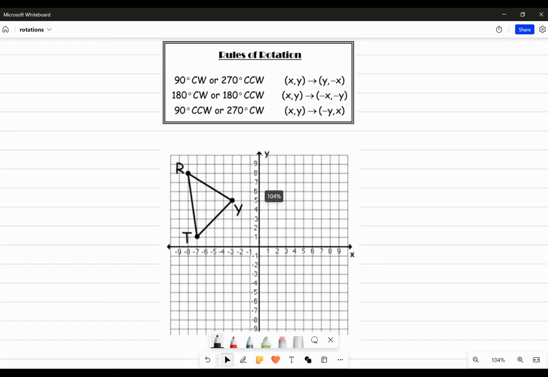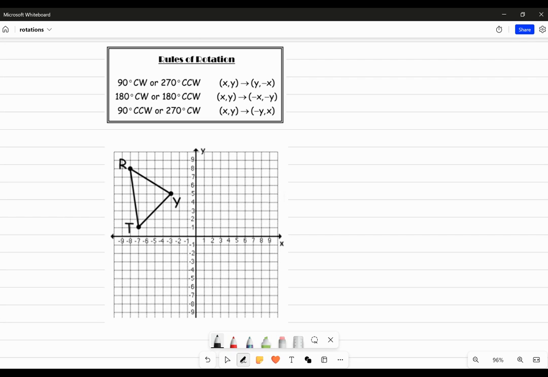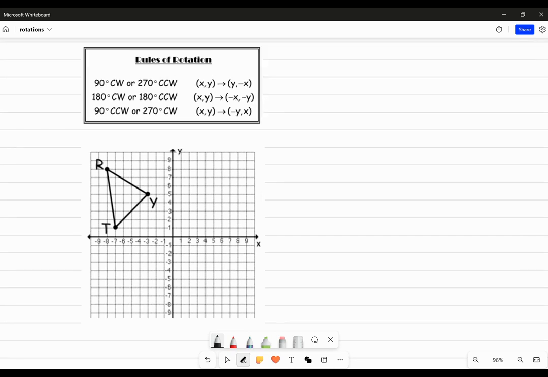So these are the rules for rotations. We're going to look at the common rules, and we're going to rotate this triangle RTY in three directions. So first off, let's list the coordinates for R, T, and Y. R is at -8, 8. T is at -7, 1. And Y is at -3, 5.